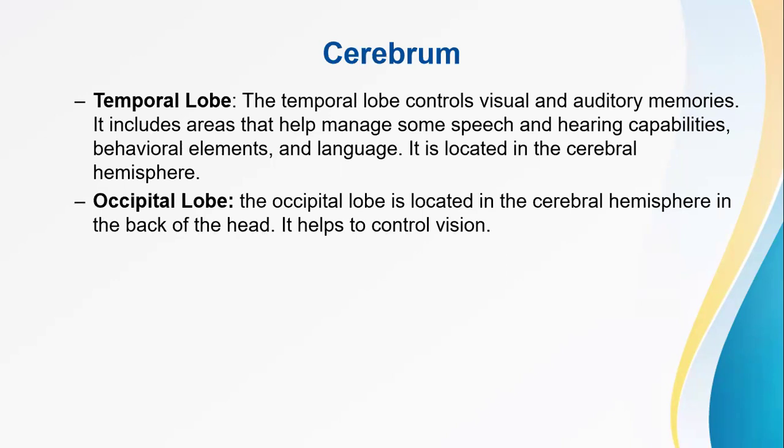The temporal lobe is the one that controls the visual and the auditory memory. It includes areas that help manage some speech and hearing capabilities, behavioral elements, and the language. It's the one that is located in the cerebral hemisphere. And last but not least, the occipital lobe. Occipital lobe, this is located in the cerebral hemisphere in the back of the head. It's the one that helps to control the vision.